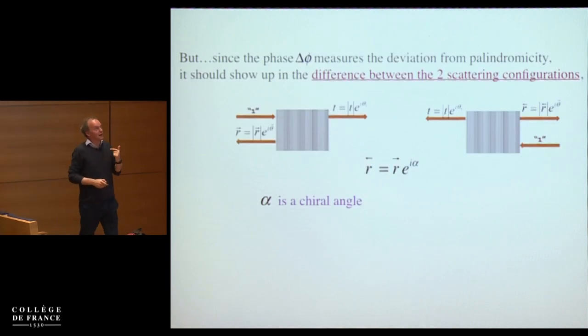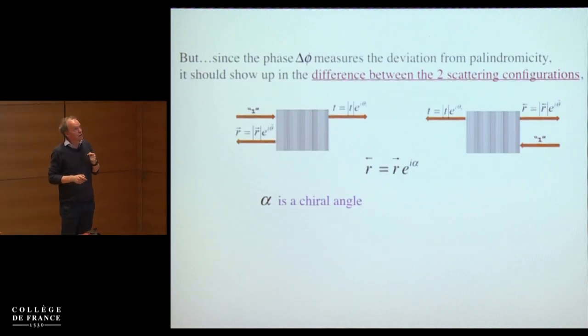However, now we can consider, because we know that delta phi measures the deviation from palindromicity, the difference between two different scattering configurations. One where we probe it from here, and one where we probe it from there. Here we probe something that has to do not with the spectrum perhaps, but with the difference between the two. We have the same transmission phase, but a reflection coefficient whose phase depends on whether we are coming this way or this way, whether we are palindromic or not.